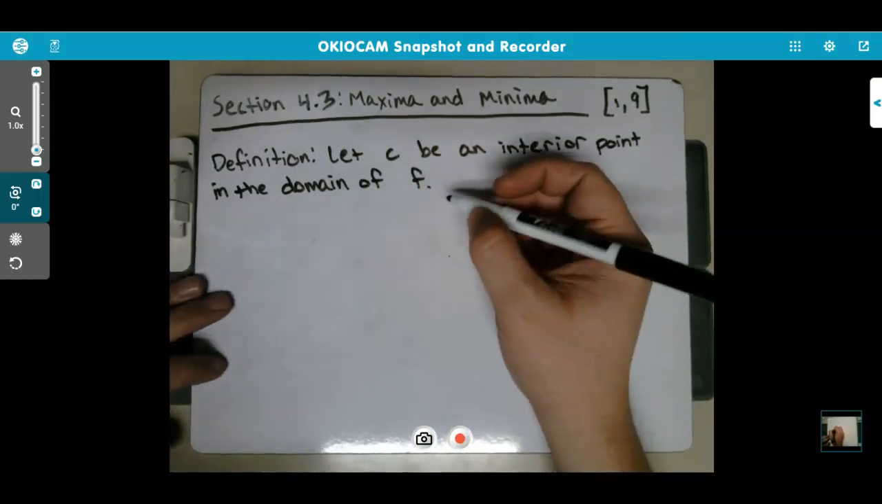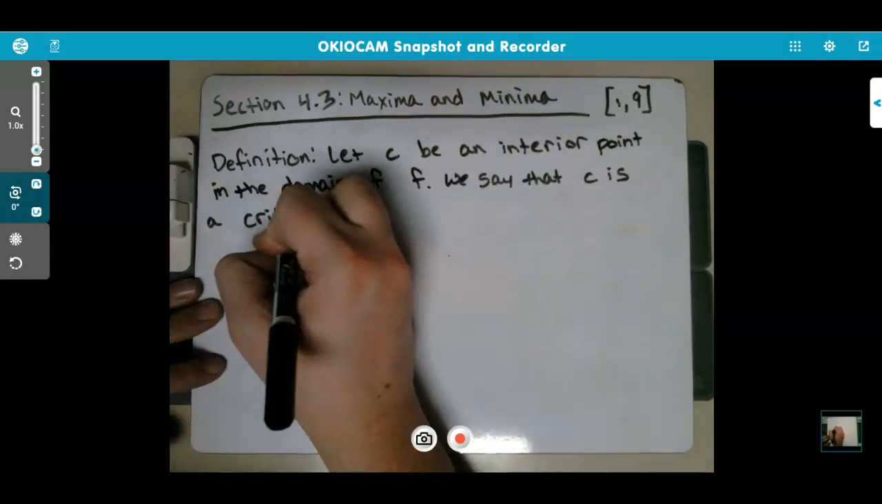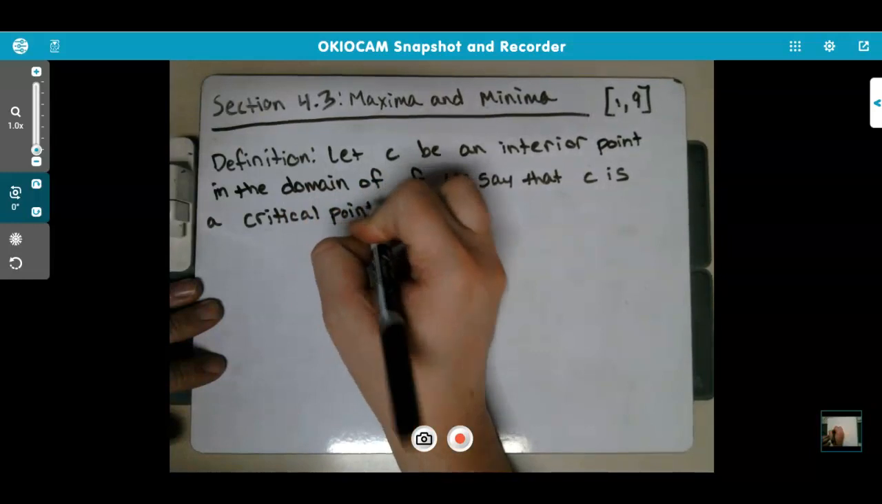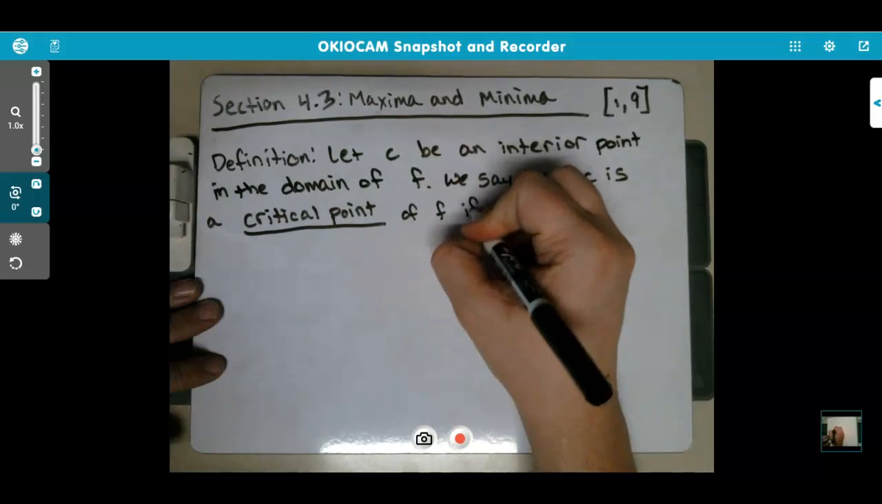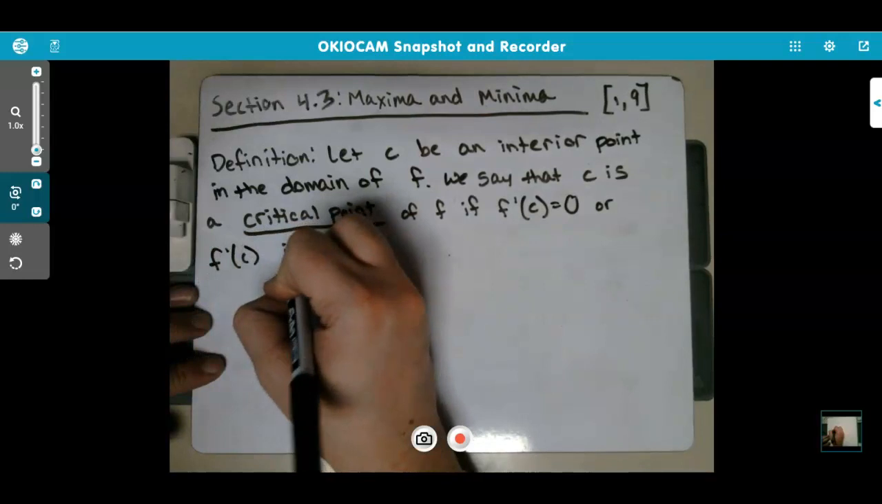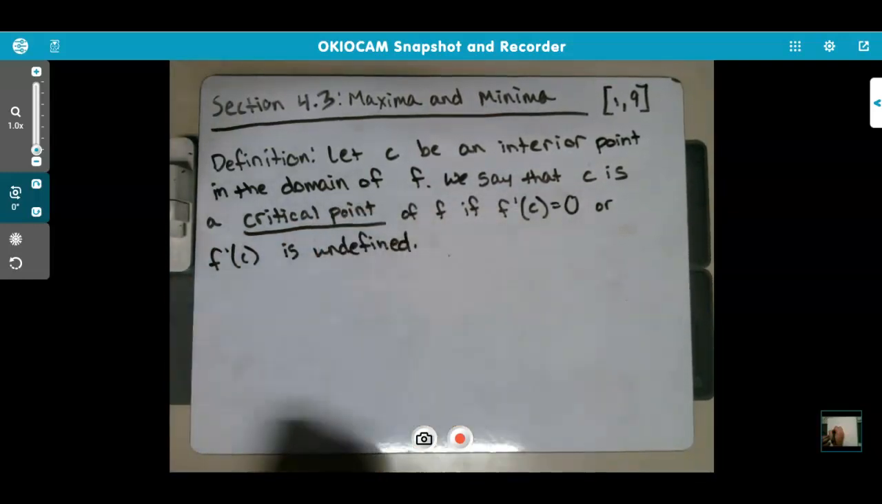So we say that C is a critical point. We're going to be using these a lot, and they are a big deal. Critical point of f if the derivative at that point C is equal to 0, or the derivative at that point is undefined. That's going to be a critical point.